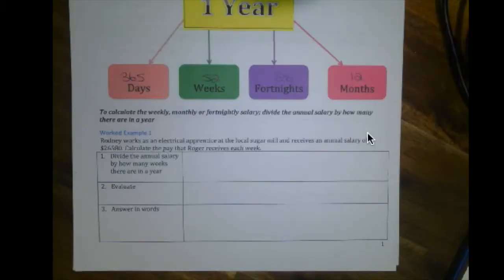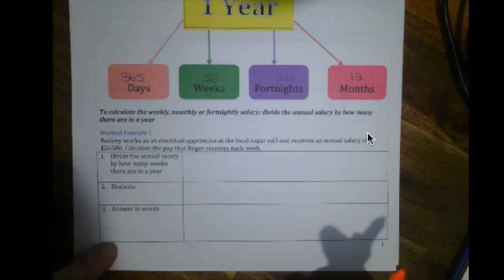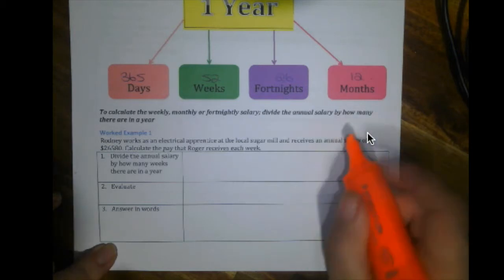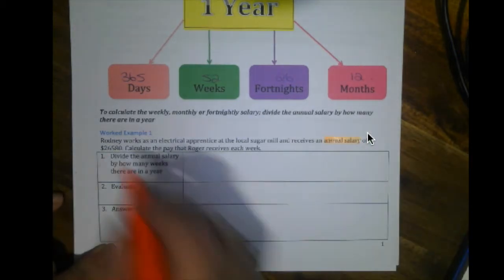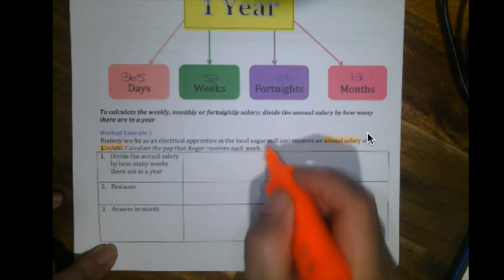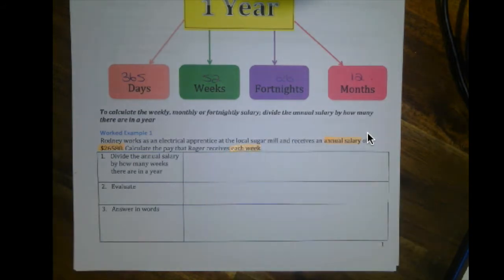Okay, the first thing that you do when you come across a word problem is you find the important information. Read the question first. Rodney works as an electrical apprentice at the local sugar mill and receives an annual salary of $26,580. Calculate the pay that Rodney receives each week. So this is his annual salary, and that's how much he earns. And the question is asking you to calculate how much he receives each week.